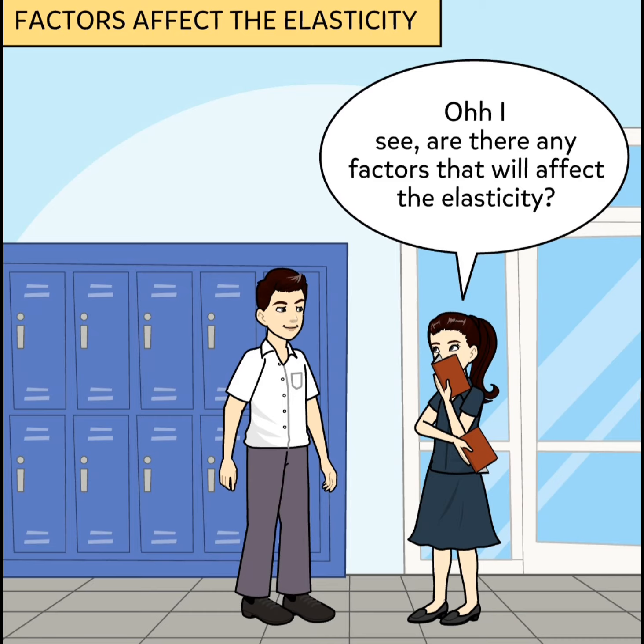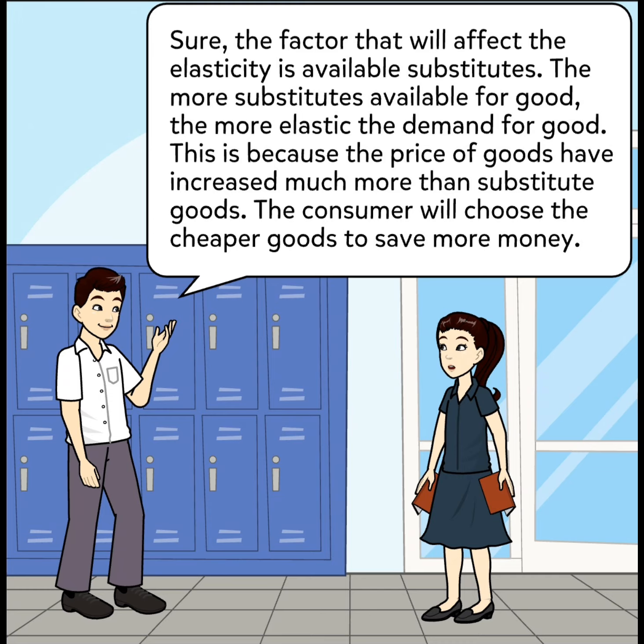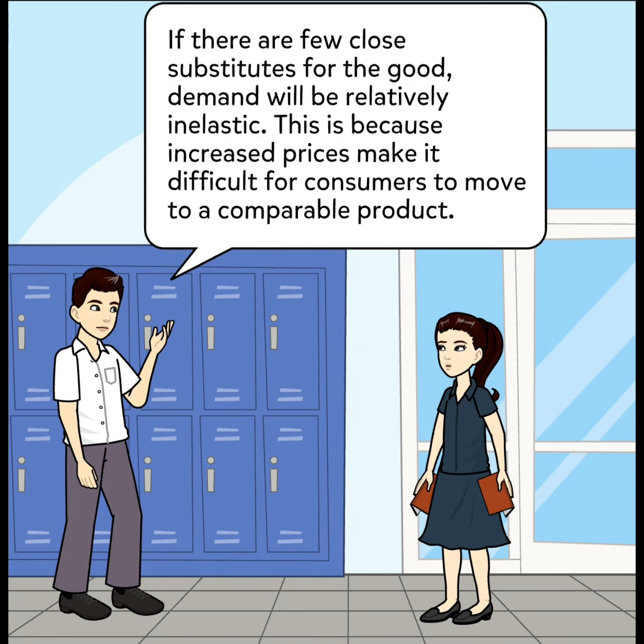Oh, I see. Are there any factors that will affect the elasticity? Sure, one factor that affects elasticity is available substitutes. The more substitutes available for a good, the more elastic the demand for the good. This is because if the price of a good increases much more than its substitutes, the consumer will choose the cheaper goods to save more money. If there are few close substitutes for the good, demand will be relatively inelastic. This is because an increased price makes it difficult for consumers to move to a comparable product.